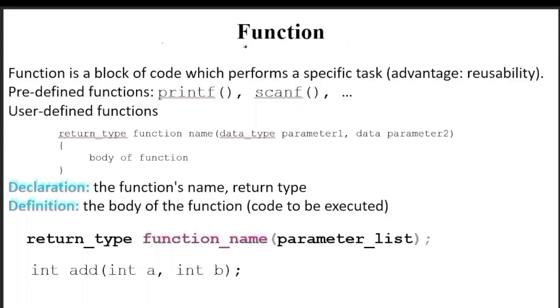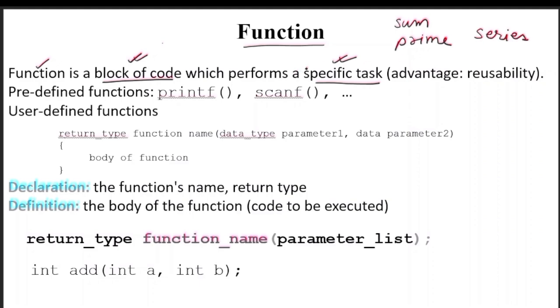In this video, we will see what is a function in C programming. So function is a block of code which performs a specific task. So some lines of code will perform some specific task in a function. So what specific task it can be? It can be to calculate sum, to find prime numbers, to display some series of a number. Some kind of specific task is performed by some lines of code and that is grouped inside a function.